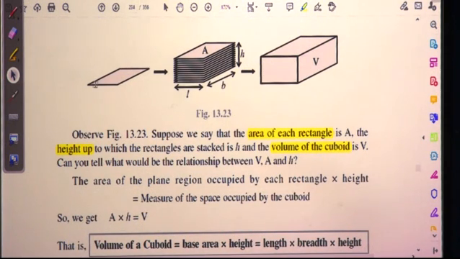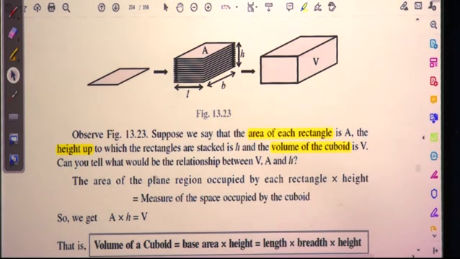Here this is a single rectangle, here we are stacking up and this becomes a cuboid. Length, breadth and height. When we are piling up or stacking, what happens? The height goes on increasing. Length and breadth were originally present in this single rectangle. When we started stacking, height came into existence. Then what is the relationship between these?